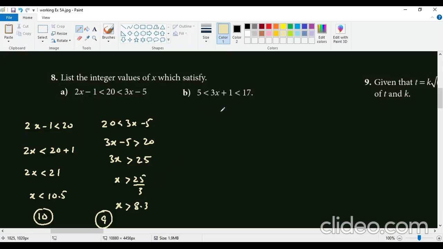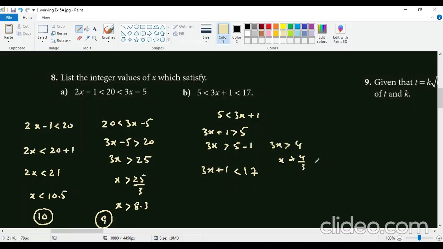For part B, it says 5 is less than 3x plus 1, and 3x plus 1 is less than 17. So if I turn this around, it's going to be 3x plus 1 is greater than 5. That means 3x is greater than 5 minus 1. So it's going to be 3x is greater than 4, x is 4 over 3. That means 1.3 something. So the value should be greater than 1.3. That means starting from 2.